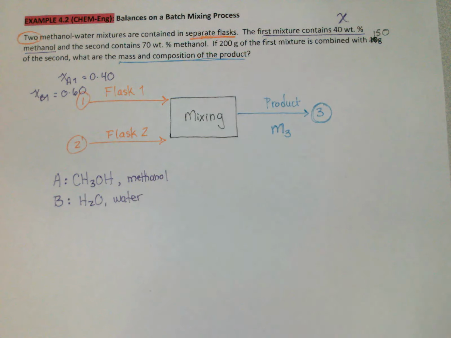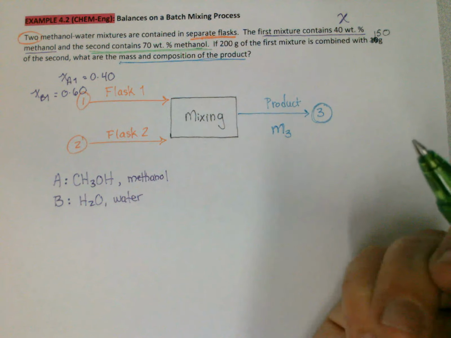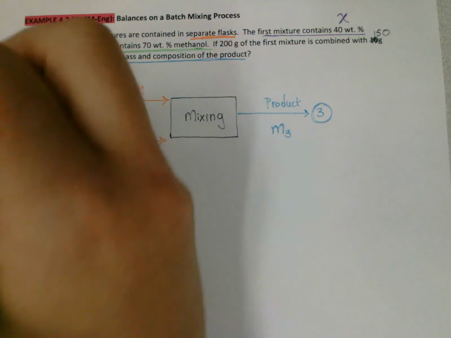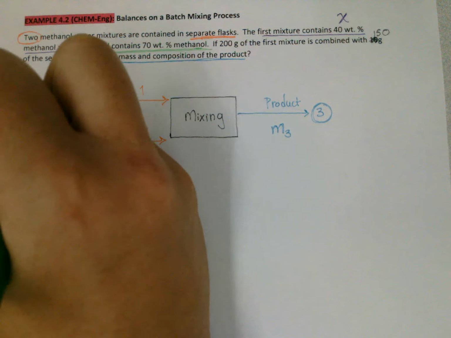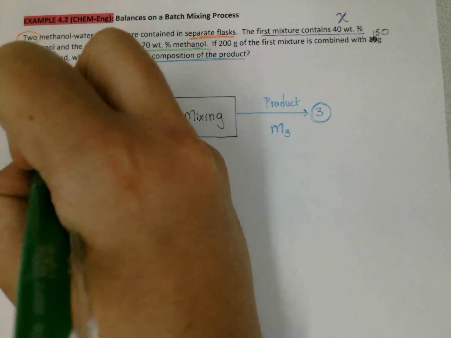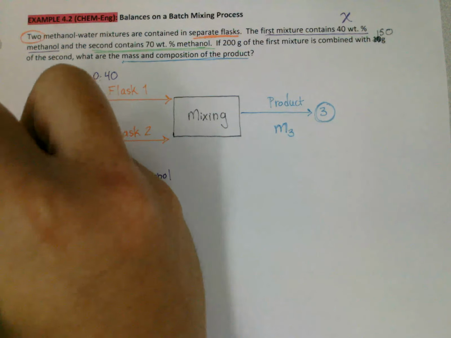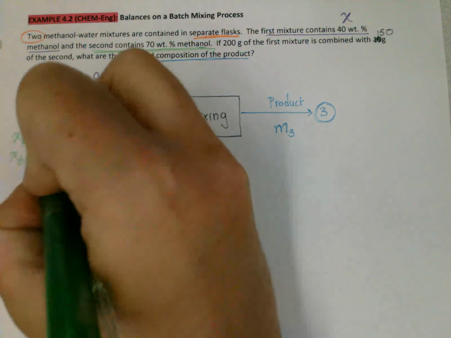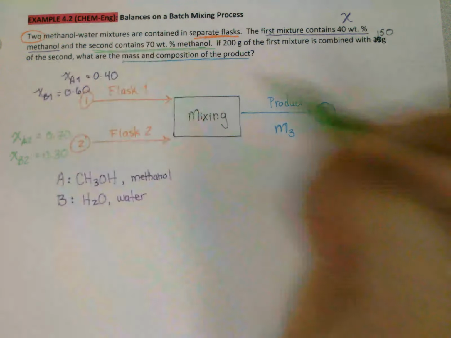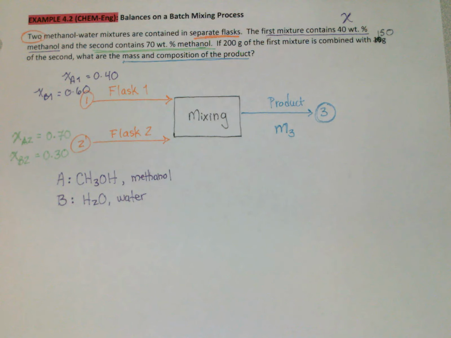Now I'm going to use green for number 2. The second flask contains 70% by weight methanol. Okay, well that means that X sub A in stream 2 is 0.70, which then means by default that the water in stream 2, so X sub B in stream 2, has to be 30% because that's the remainder. Okay? So that's the idea here with these setups.